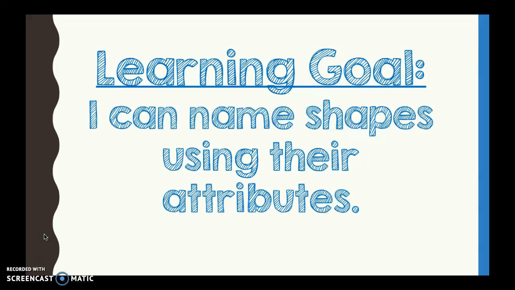Today's learning goal says that by the end of this, you should be able to say, I can name shapes using their attributes. Remember, attributes are ways that we can describe something. So we're going to actually talk about shapes' names, and we're going to use their attributes to help us figure out what type of shape they are.